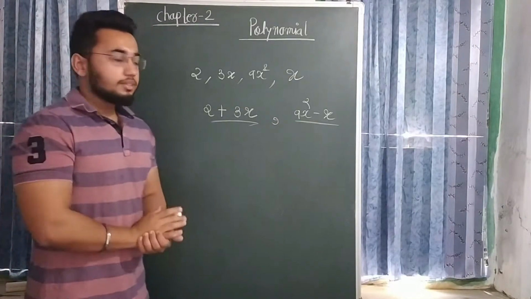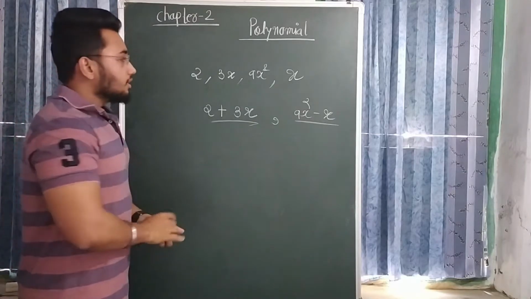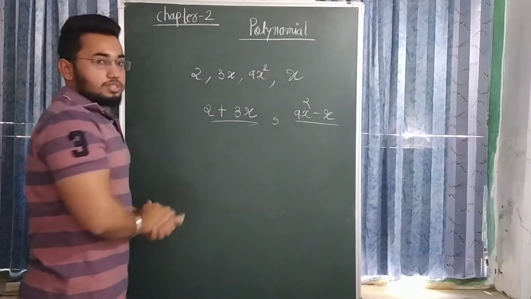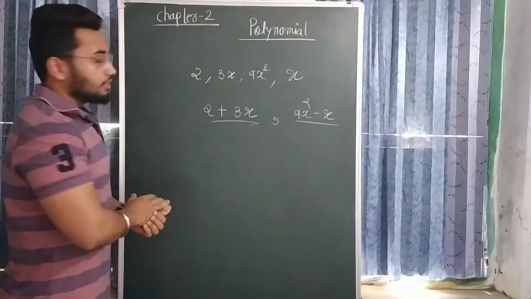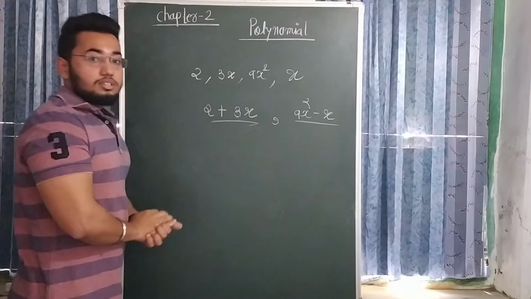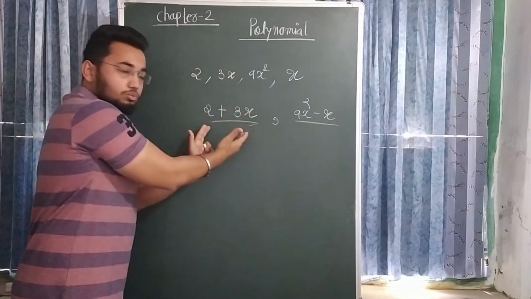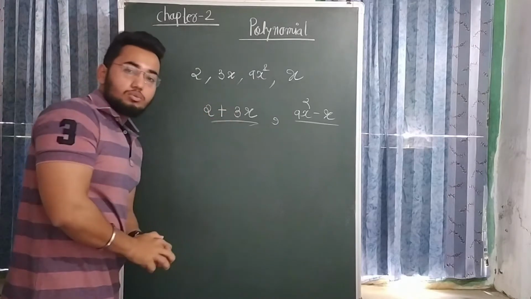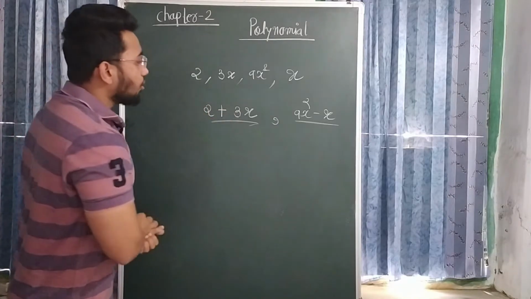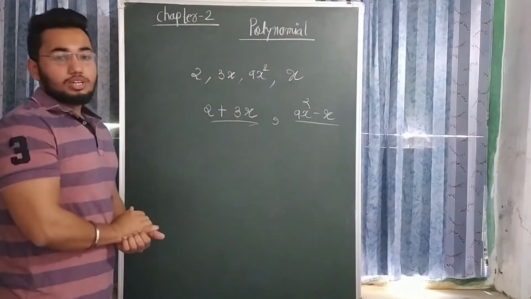So in basic language, what is the meaning of polynomial? Whenever you see any algebraic terms, an algebraic term contains constants, variables, arbitrary constants. These all are algebraic terms. If I take any two algebraic terms and add or subtract them, it becomes a polynomial. Okay, so you have got a brief description of polynomial.